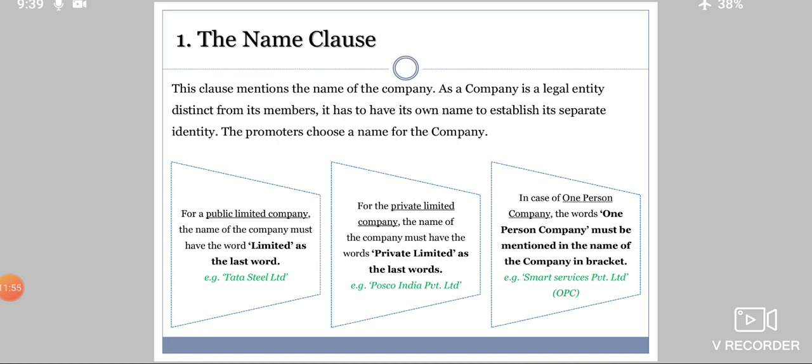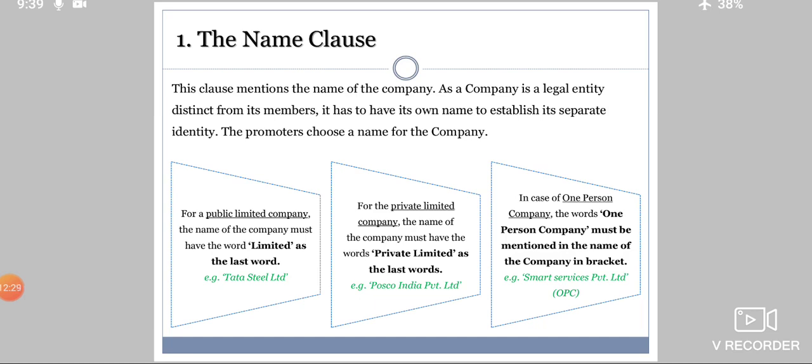See, this clause mentions the name of the company. What is the name of the company? A company is a legal entity distinct from its members. We have seen a company has its identity by its name only. So it has to establish its identity, and the promoters choose a name for the company. So that name clause will indicate what is the name of the company.